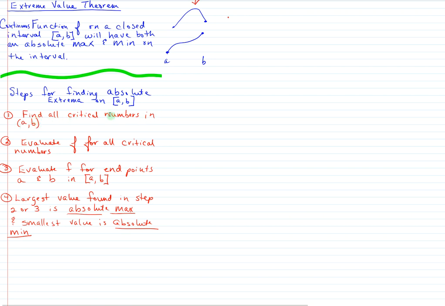So number one, find all the critical numbers. We know how to do that. We take the derivative, we set it equal to 0. And then we're going to evaluate f for all critical numbers. That means we'll take those critical numbers, plug them into the f function. And we'll evaluate f also for the endpoints of the interval. So if it says over a to b, we're going to evaluate at a and at b and the critical points. The largest value found in step 2 or 3 is the absolute max, and the smallest value is the absolute min. So let's see what that looks like when we're doing our problems.